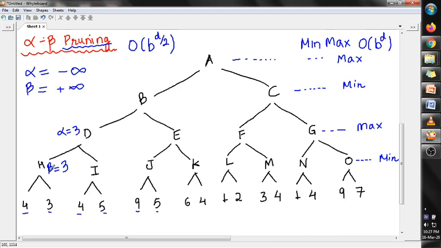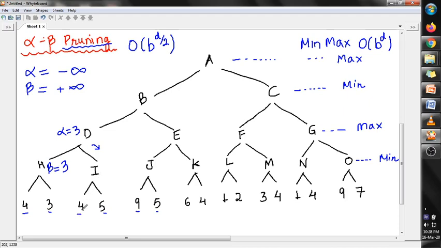Why do we write alpha over here? Because this is a max level, so here alpha is used. Alpha is attached with the maximum and beta is attached with the minimum. Now alpha equals 3, and according to the depth first search we have to find out the value of this child also. So let us find out.